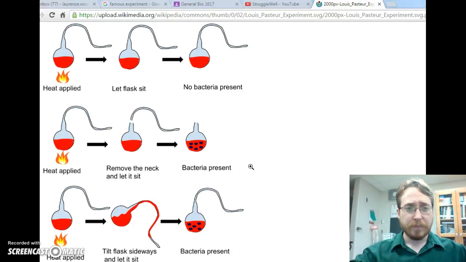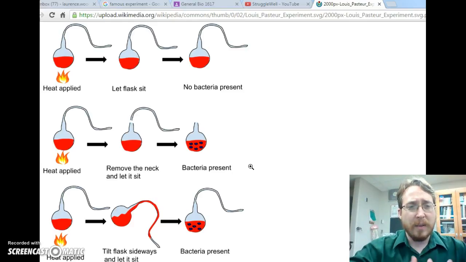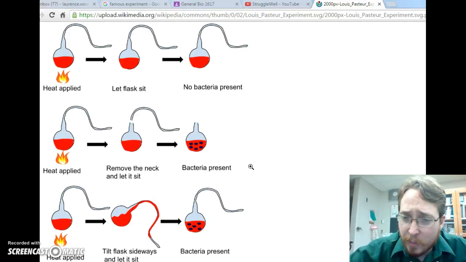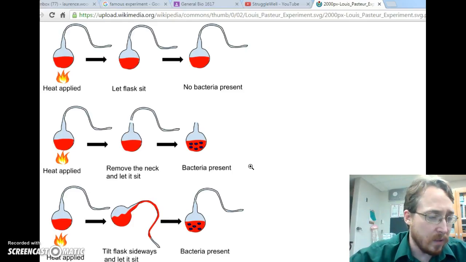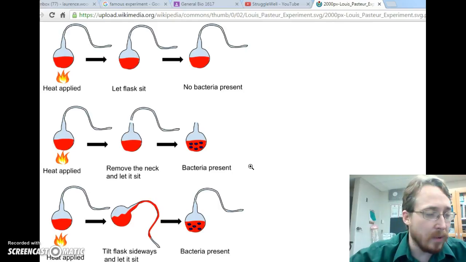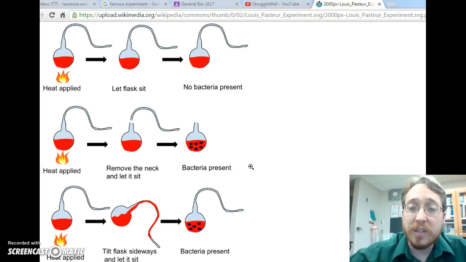First of all, they were asking a question when they set up these flasks. They were asking, what is the relationship between the broth and the air and bacteria growth? Is there a relationship between those things? And they set up this experiment to see if there was. In every experiment, there is an independent variable. The independent variable is a factor that might be involved in the question that the scientist changes in each test.